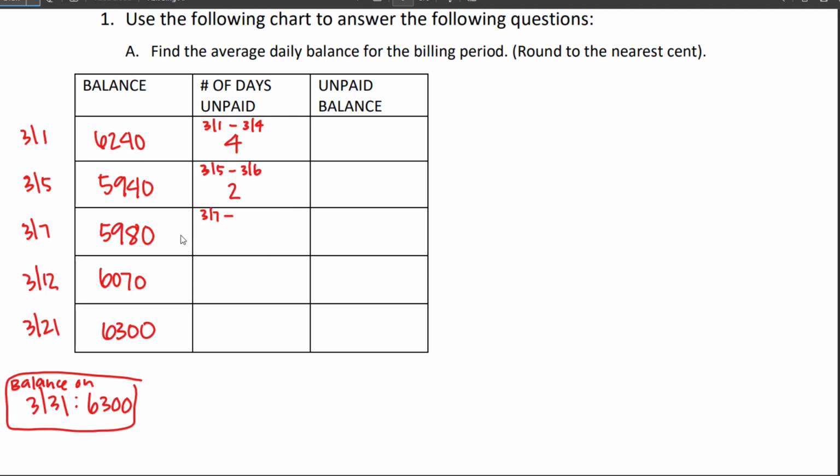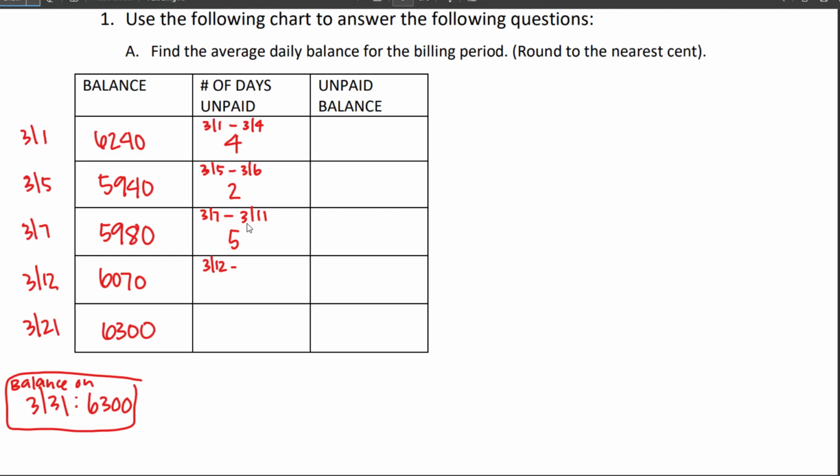On the next transaction, we go from the 7th to the 11th. We cannot include 12 because it is on the following row. The 7th to the 11th, use your fingers if you have to. 7, 8, 9, 10, 11 is 5 days.